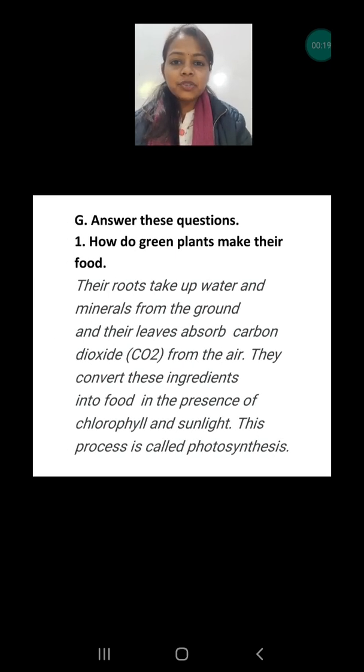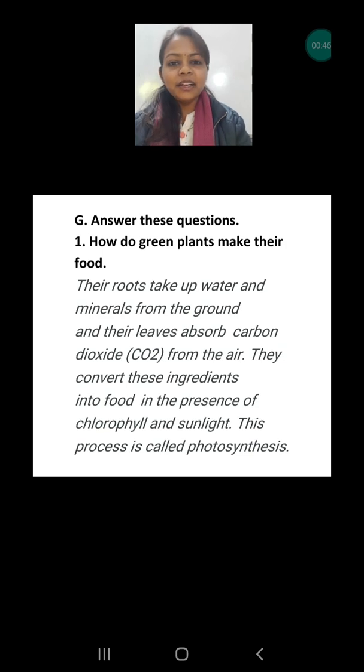Our first long answer question is, how do green plants make their food? That means this question is simply asking about photosynthesis. You all know what ingredients are required for photosynthesis. They need water, carbon dioxide, sunlight and chlorophyll. If any of these ingredients is absent, then photosynthesis cannot be completed.